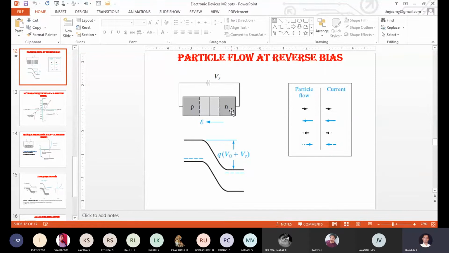Due to the minority charge carrier, the electron will start moving from P type to N type. P type to N type means it will be moving from left to right. The electron is moving from left to right, and left to right means P type to N type.